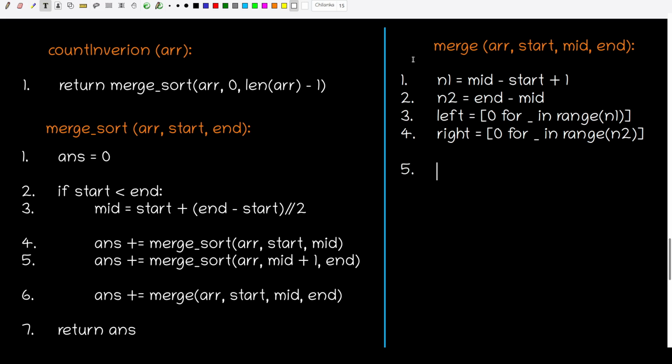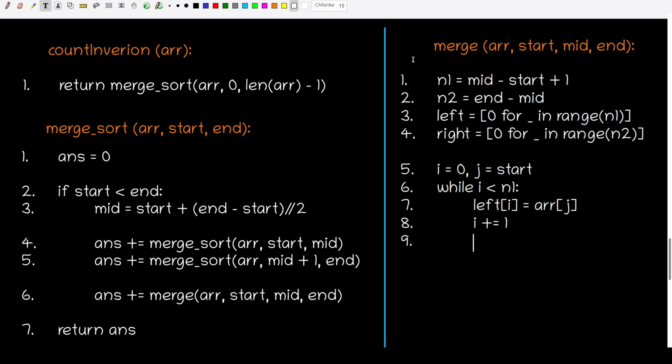Now let us populate the left and right array properly. So for that, let's have I equals to 0 and j equals to starting position. Then while I is less than n1, all we have to do is left of I equals to ARR j, and then we are going to increase our I and j counters. So I plus equals to 1 and j plus equals to 1.